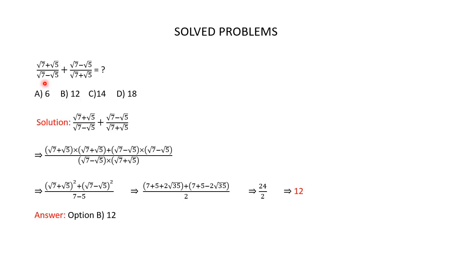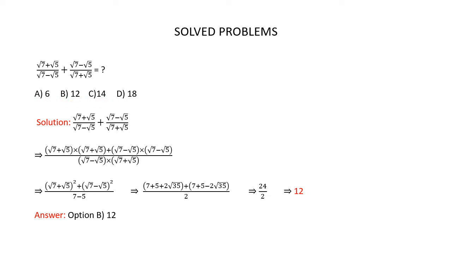Root 7 plus root 5 divided by root 7 minus root 5 plus root 7 minus root 5 divided by root 7 plus root 5 is equal to how much? You have to solve this equation to find the answer. You are given four answer options and you have to select which of the answer options is correct.